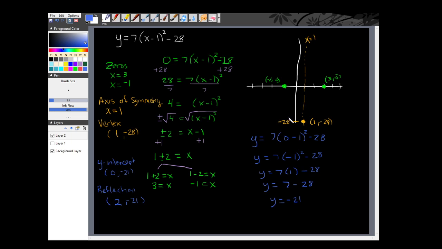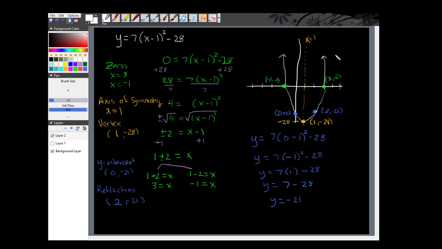Then my y-intercept is at 0, negative 21. It's about right here. There it is labeled. Now my reflection is at 2, negative 21. So here's 2. It's at about the same level. And you see with these five points that you have a very nice U. If one of these points is not quite where it should be, then you want to start checking your work for errors, making sure that your values are correct. And there's our nice parabola.